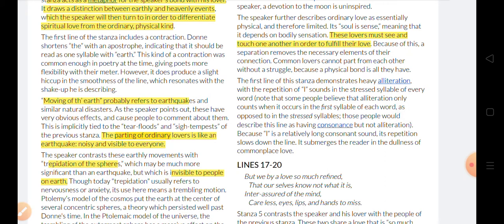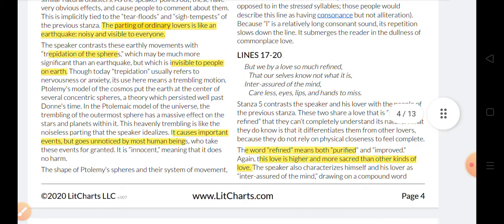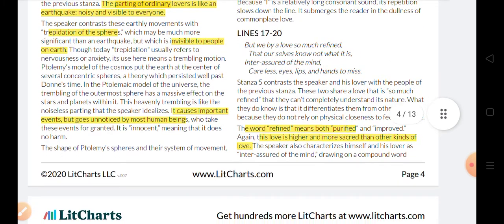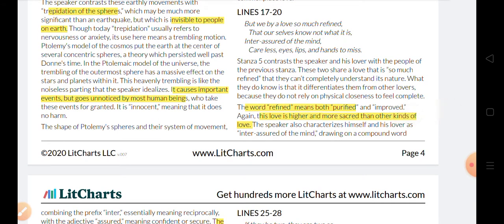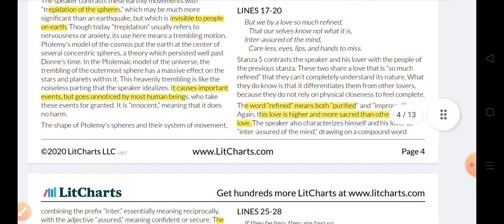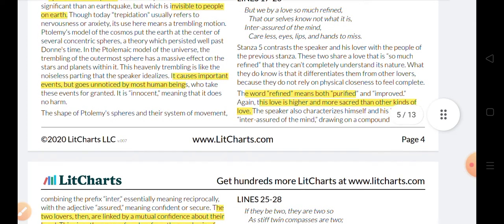Though physical presence is important for common lovers, it is not important for the speaker and his lover. They are spiritually connected, so physical presence doesn't matter. Of course, indeed. And line 17 to 20: But we by a love so much refined that ourselves know not what it is, inter-assured of the mind, care less eyes, lips, and hands to miss.